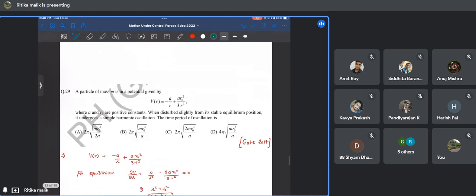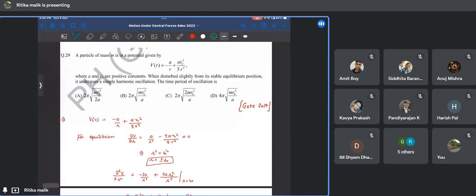This was the question from GATE 2014. A particle of mass m is in a potential given by V(r) equals minus A by r, so your potential form has changed in this question, where A and r naught are positive constants. When disturbed slightly from its stable equilibrium position, it undergoes simple harmonic oscillation. What will be the time period of oscillation?